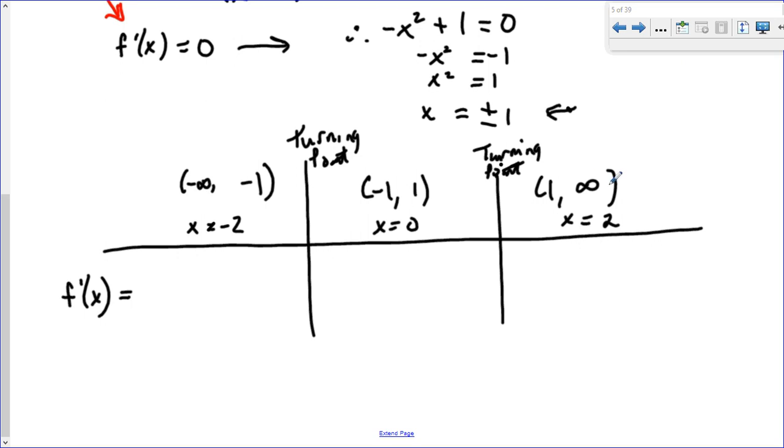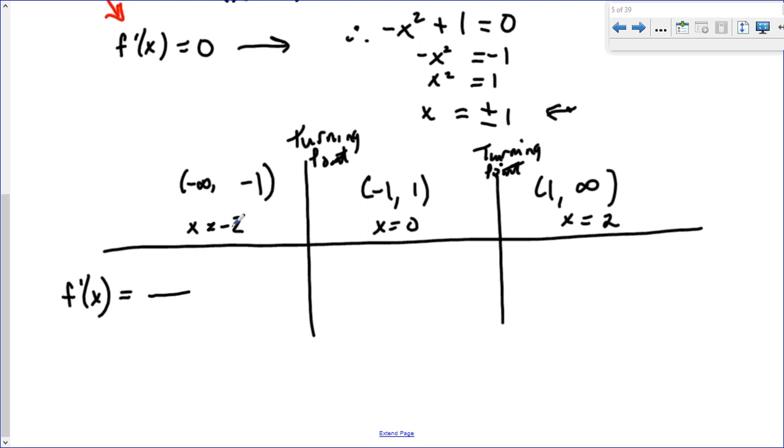And I'm going to check the key points that are in these intervals. So I've chosen, just arbitrarily, x equals negative 2, which happens to be in the first interval, x equals 0, which happens to be in the second interval, and x equals 2, which happens to be in my third interval. So now I'm going to take the derivative function, which is negative x squared plus 1 all over x squared plus 1 quantity squared, and I'm going to figure out the sign in each of those intervals.